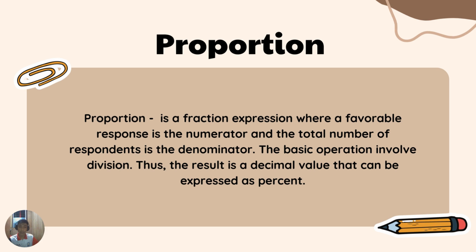Again, when we say proportion, it is a fraction expression. When we say a fraction, it is very obvious to us, and we already have an idea what a fraction is. Let's say a over b is an example of a fraction. Since a is our numerator, a would be our favorable response, and since b is the denominator, b will be the total number of respondents. So the basic operation involves division.